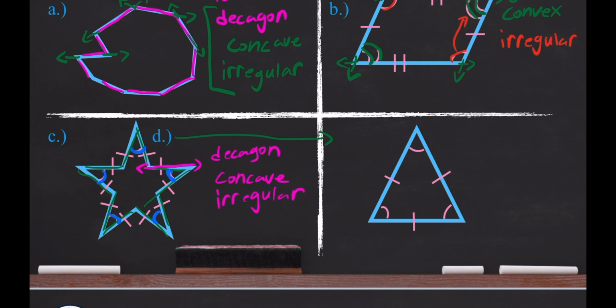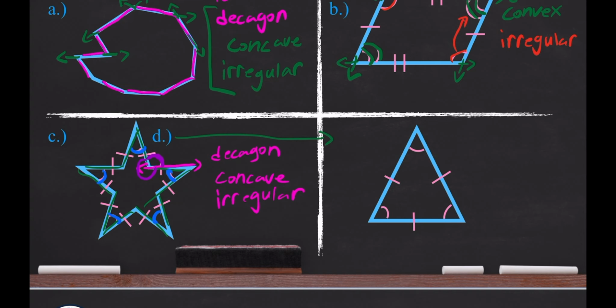All these blue angles are the same. However, this angle out here, or the angle on the inside, that's a different angle than those blue ones. So that's why it's irregular. All the side lengths and all the angles must be the same if it is regular. Okay? This would be an example of an equilateral polygon, but not a regular polygon.